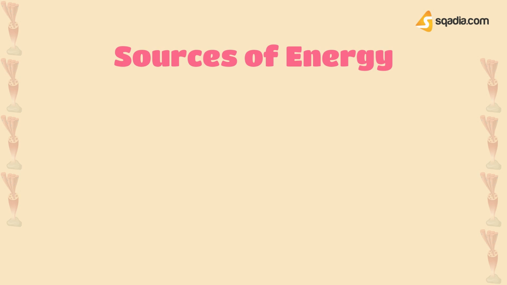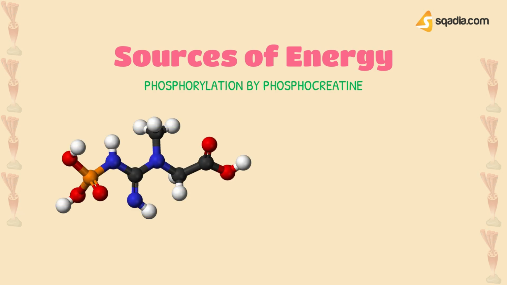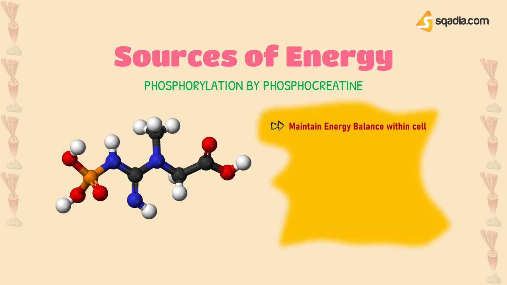Well, there are three major sources of energy involved in these movements. The first source is the phosphorylation of ATP by phosphocreatine. But how is phosphocreatine made? Phosphocreatine, also known as creatine phosphate, plays a crucial role in maintaining the energy balance within muscle cells.